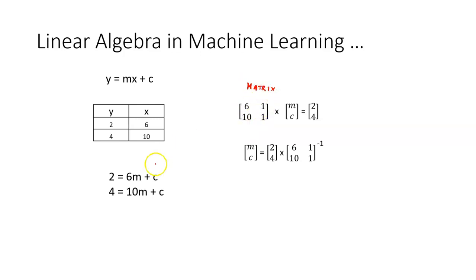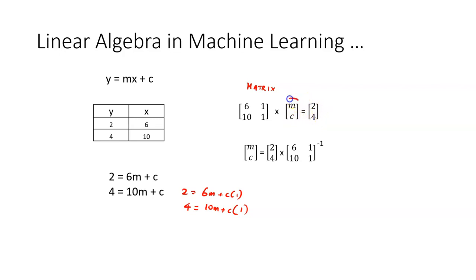You understand this one? That one is nothing but 2 equals 6m plus c into 1, right? 10m plus c into 1. So this one comes from here, right? So let me write this so that it is clear to you. 10 into m plus c into 1, right? That's why I have 1 and 1, 6 and 10 from here. I multiply by m and c, I have the answer 2 comma 4.